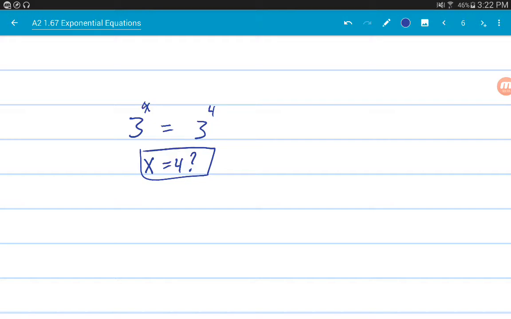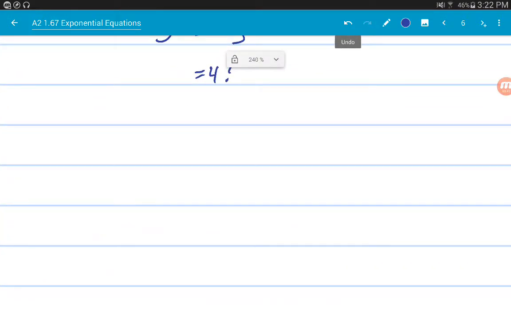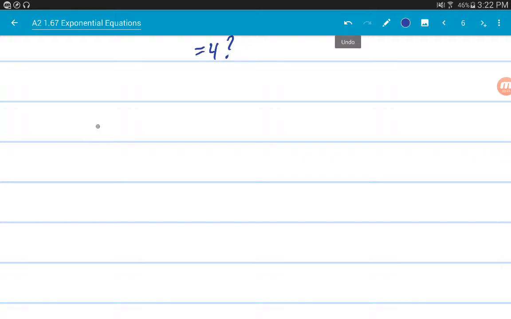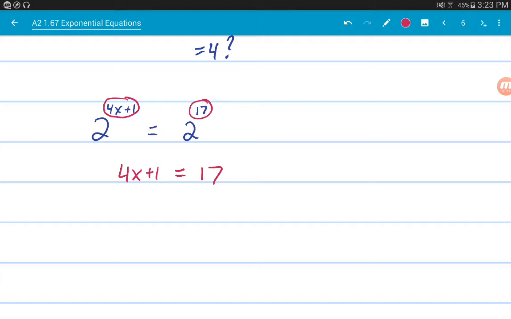If I substituted a 4 in here, then these would be equal. So x must be equal to 4. So if I give you something more complicated than that, for instance, if I said that the base 2 of 4x plus 1 is equal to 2 to the 17th, doesn't the same logical reasoning as before dictate that these must be equal? That 4x plus 1 must be equal to 17 then.